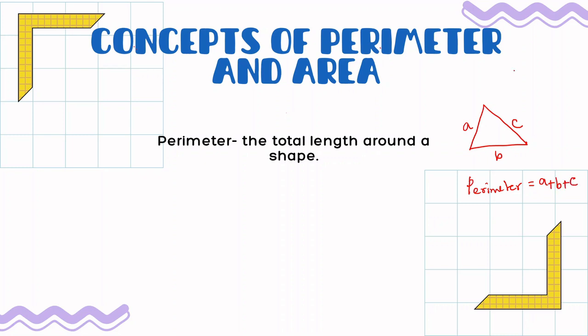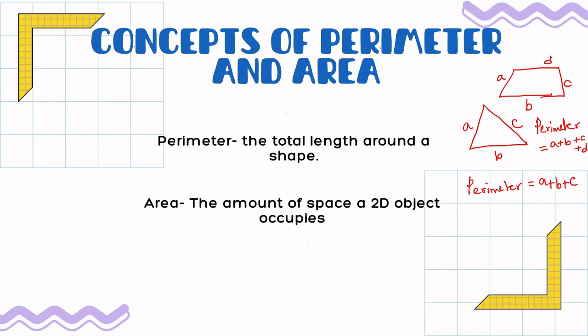If you take a quadrilateral, here you can take its sides as A, B, C, D, and the perimeter will be A plus B plus C plus D. So this is the perimeter of the figure.